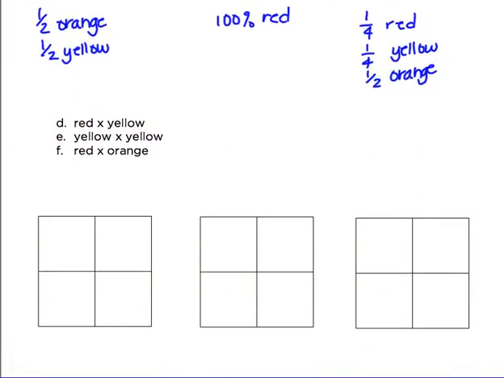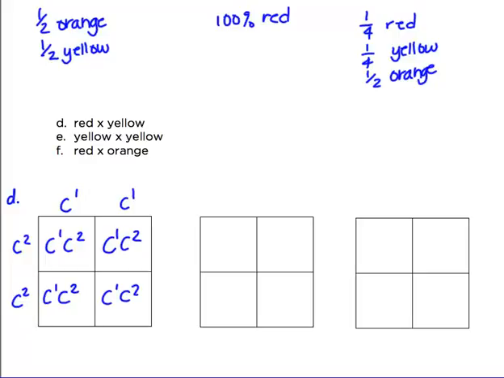So for D, you have a red plant times a yellow plant. So again, to be red, it's C1, C1. And to be yellow, it's C2, C2. So all of the offspring here are going to be C1, C2, which is the heterozygous, which means it's 100% orange.